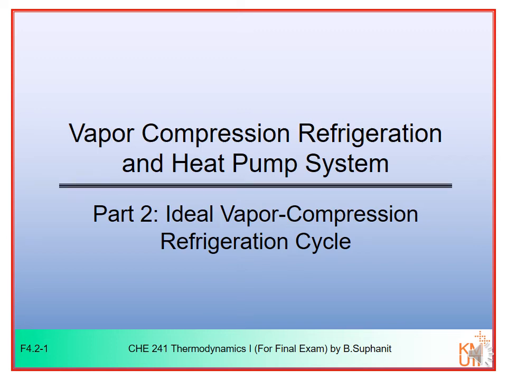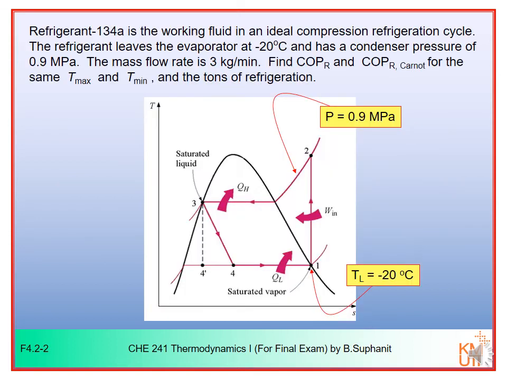Hi. In the second part of this lecture, we are going to look at an example of the ideal vapor compression refrigeration cycle. In this example, the refrigerant R134A is the working fluid. The refrigerant leaves the evaporator at minus 20 degrees Celsius. So this is point number 1, the evaporator exit, and has a condenser pressure of 0.9 megapascal.